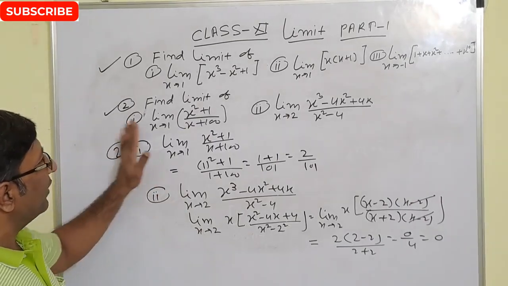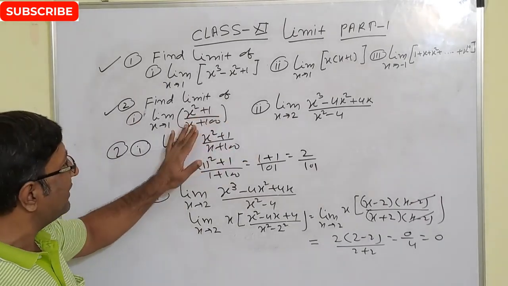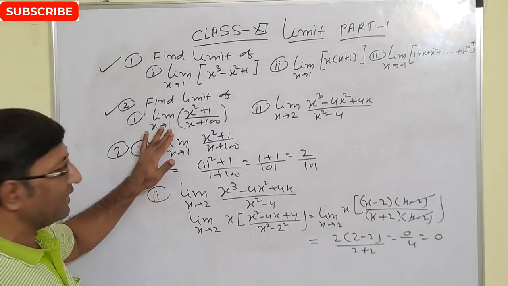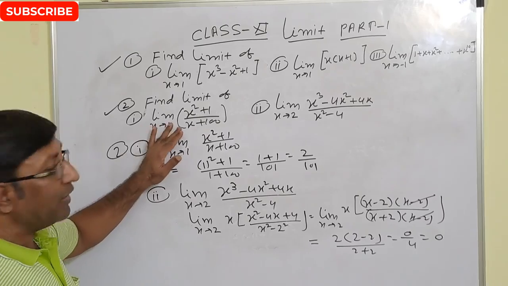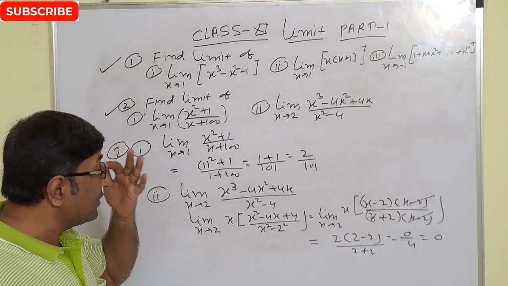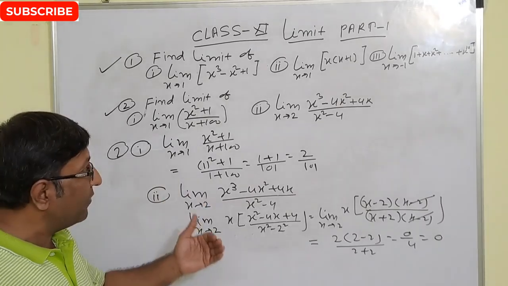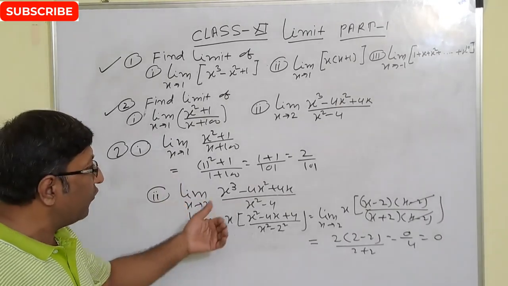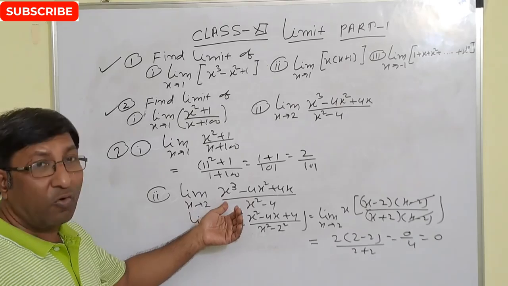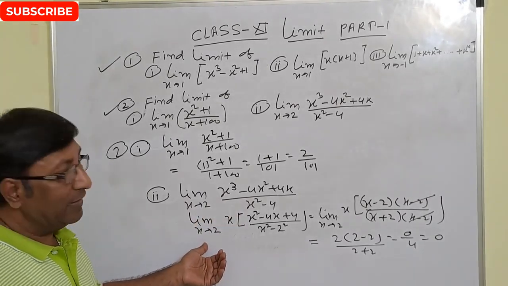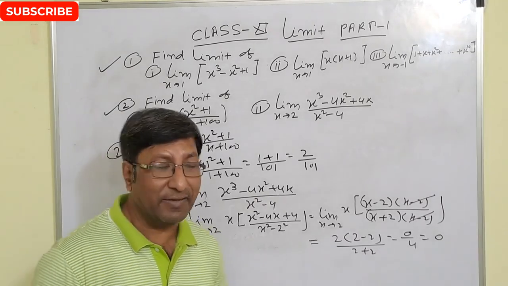So in type number 2 question, we see that these are in a fraction. Put the value given, that is x tends to 1, and find whether it is 0 by 0 form. If it is not, then it is okay. If the form is 0 by 0, then go for factoring and cancel the common factor, and then again put the value that is given. Then you will get the correct answer.